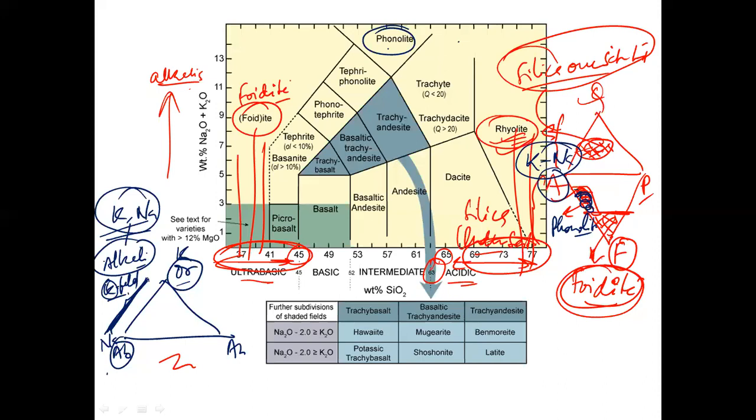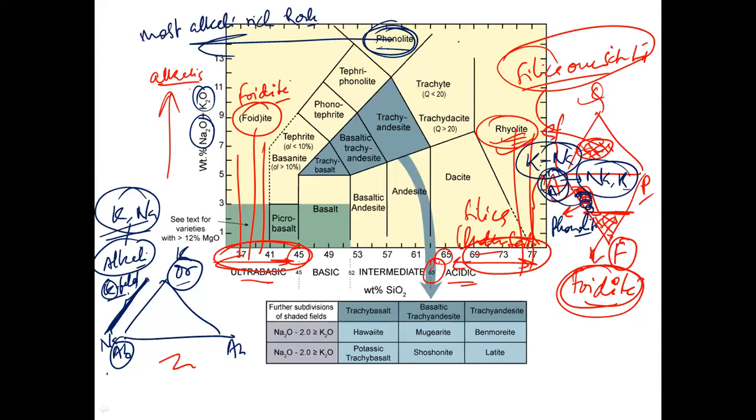Is it clear till here? So it means that your phonolite is very much close to alkali feldspar, meaning it is rich in sodium and potassium. So that's why phonolite is written at the very top, because it has a high amount of sodium and potassium. Alkali feldspar. So now it is written here, it means your phonolite is the most alkali-rich rock. The phonolite is the most alkaline rock.